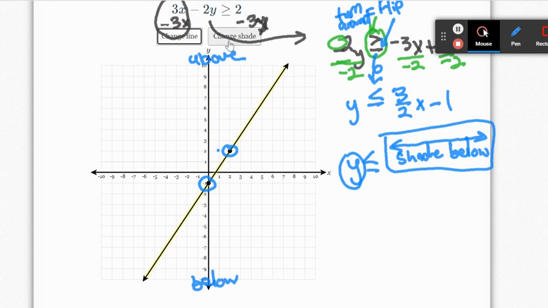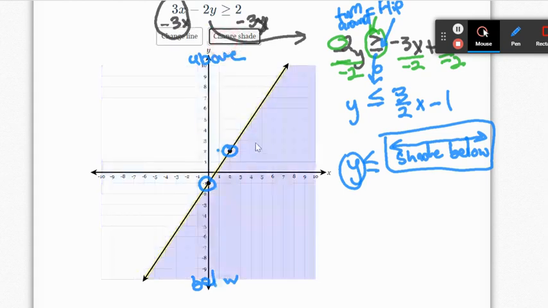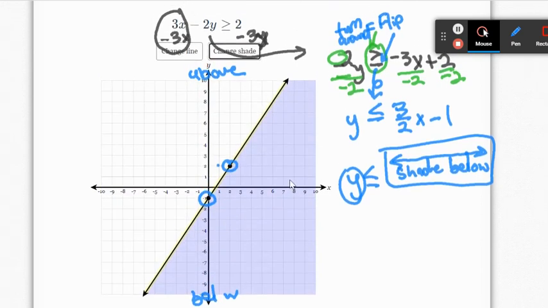And then I need my shading. Shading above would be incorrect. So I click it one more time, shade below. This is now the correct solution set for a context with a solid inequality, which is less than or equal to.